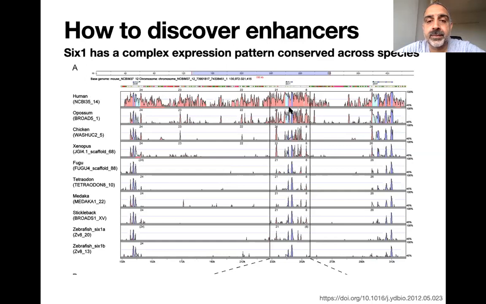A possum is a mammal, and so it's kind of similar. Chicken, we're getting a little bit further away evolutionarily. Xenopus as well. And so in this comparative way, you start honing in on particular highly conserved, ultra conserved sequences that are outside of the coding sequence of 6-1.